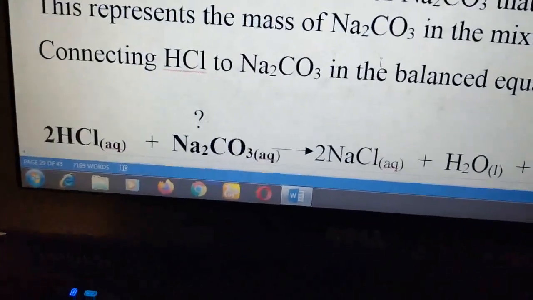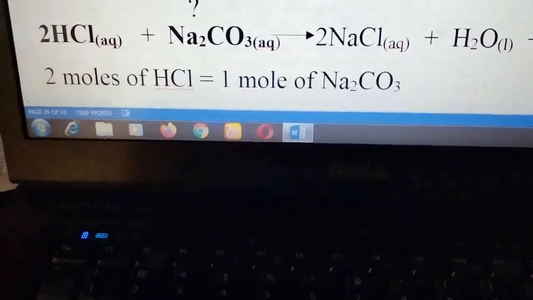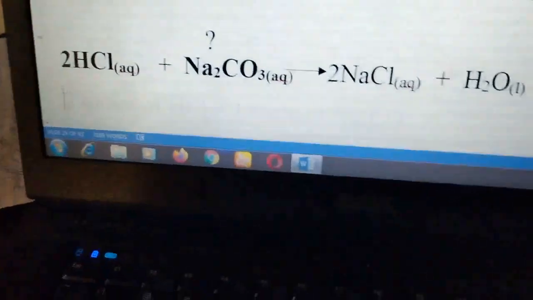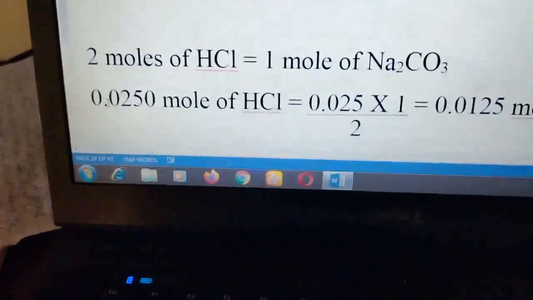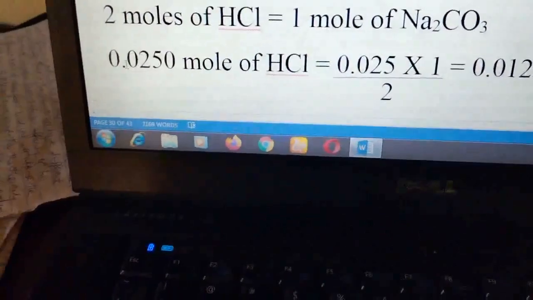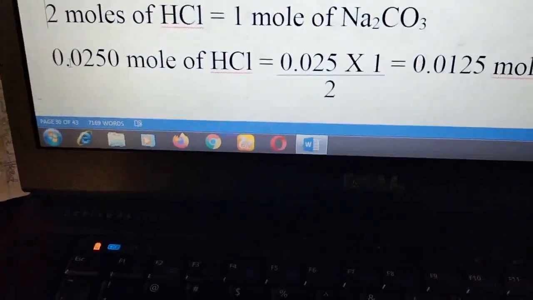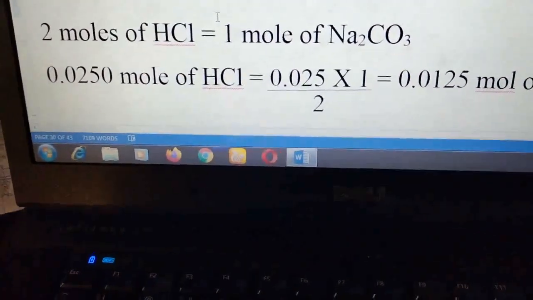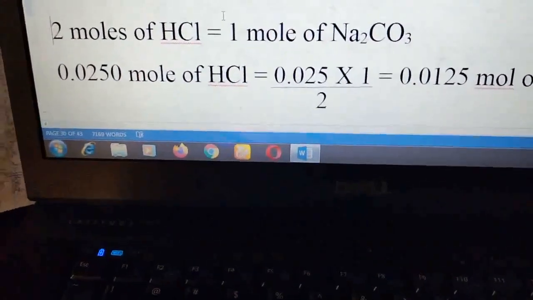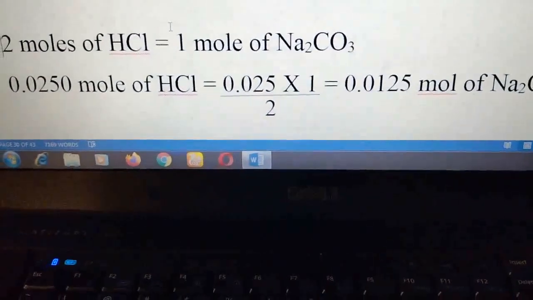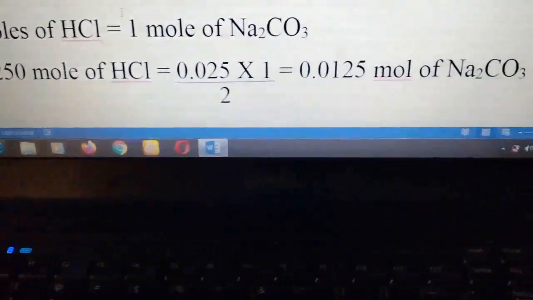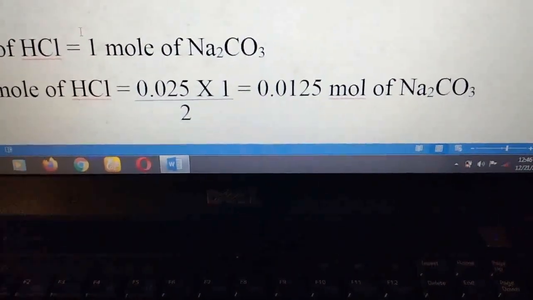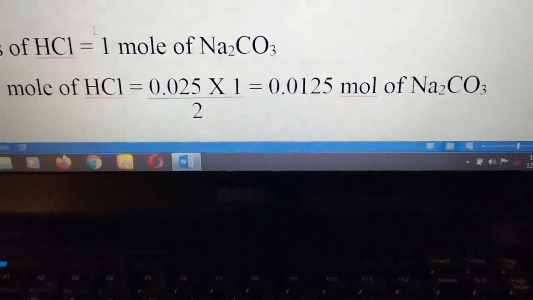Okay, let's find the number of moles. We can still work with the mole concept. 2 moles of HCl reacted with 1 mole of carbonate. Therefore, 0.025 mole of HCl. This 0.025 was calculated before as the reacting mole of HCl using the formula CV over 1000. So 0.025 mole of HCl will react with 0.025 times 1 over 2. We now have 0.0125 mole of sodium carbonate that reacted, and that represents the mole of carbonate in the mixture.